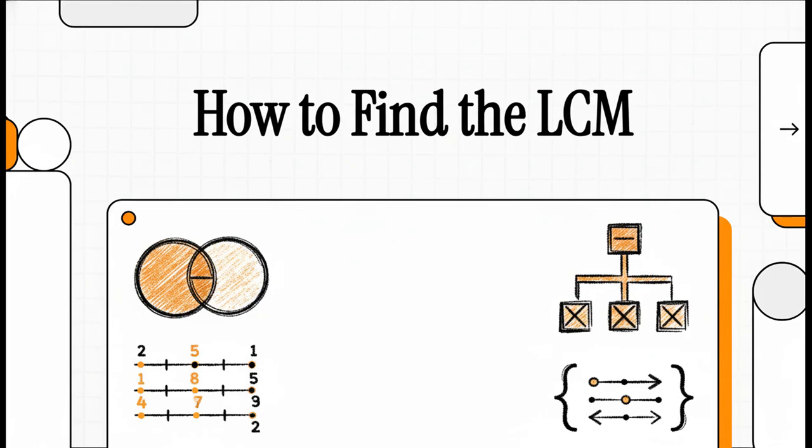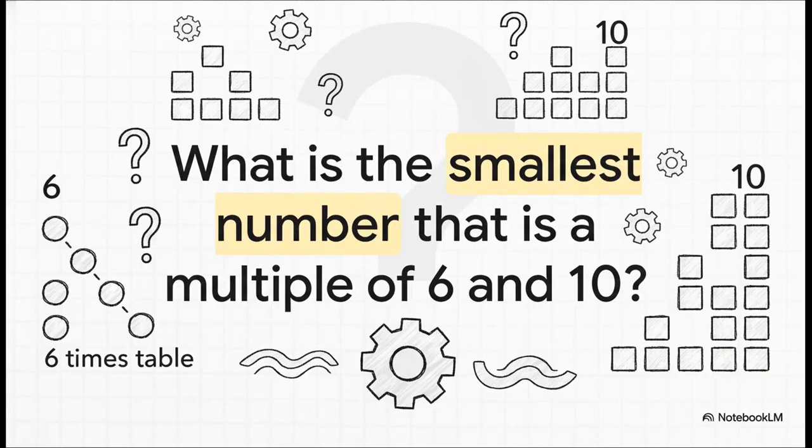All right, today we're going to tackle a math concept that is super useful, but let's be honest, can be a little tricky sometimes. We're talking about how to find the lowest common multiple, or as you'll often see it, the LCM. But before we get bogged down in a bunch of definitions, just take a look at this. What's the smallest number that's a multiple of both 6 and 10? Think about it for a second.